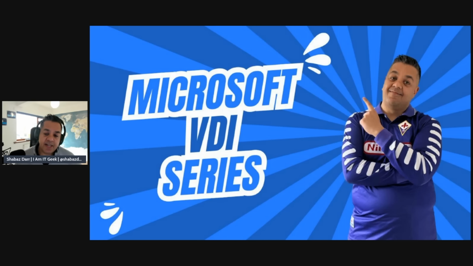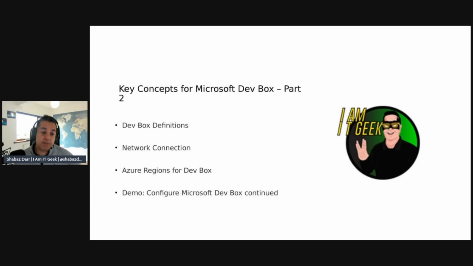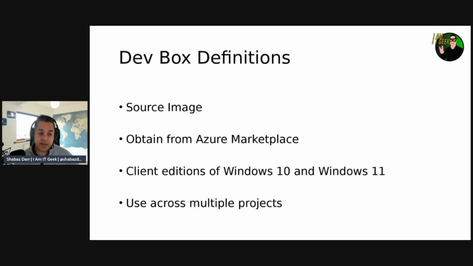This is my Microsoft VDI series, but I'm focusing on cloud really. And this is part 2 of the key concepts of Microsoft DevBox. We're going to cover DevBox definitions. We'll talk about network connections. We're also going to talk about Azure regions for DevBox as well. And we'll jump back into a demo. And as I think I mentioned in the last episode, we're going to actually create the DevBox pools today. So just a reminder of that.